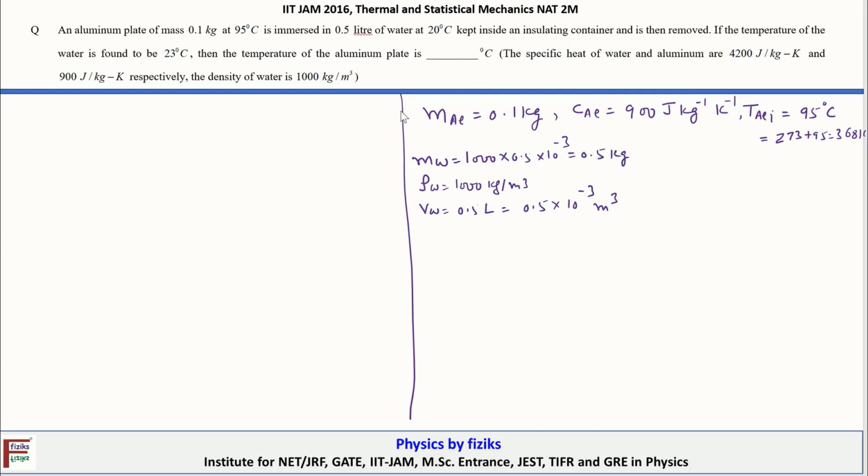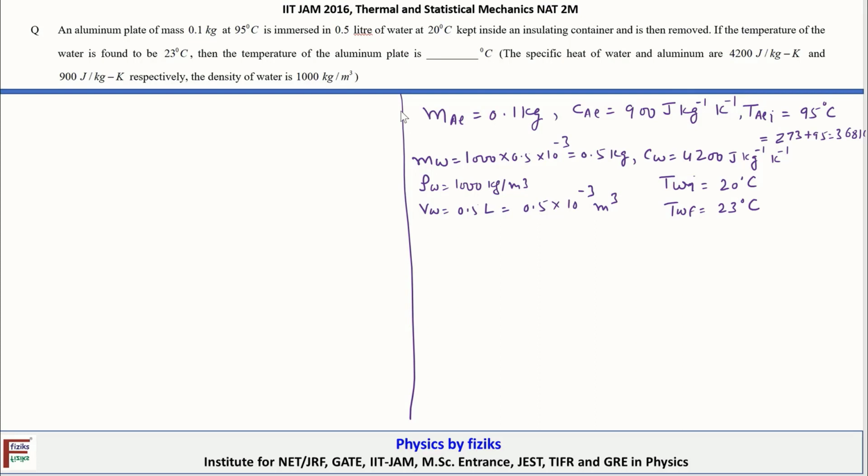And what is the specific heat for water? CW is given as 4200 joule per kg per Kelvin. Further information: TWI, the initial temperature of the water, was 20 degrees Celsius, and TWF is equal to 23 degrees Celsius.